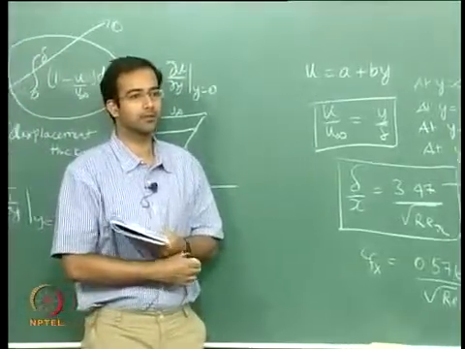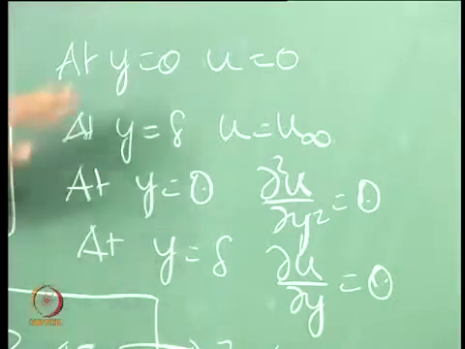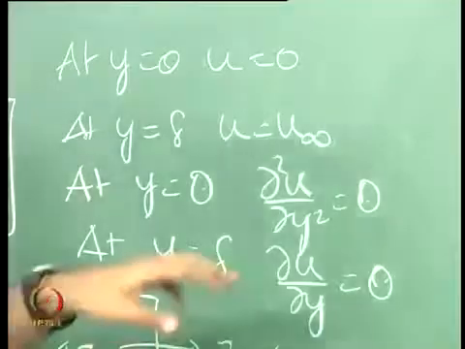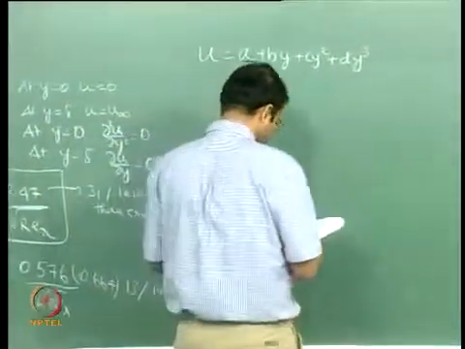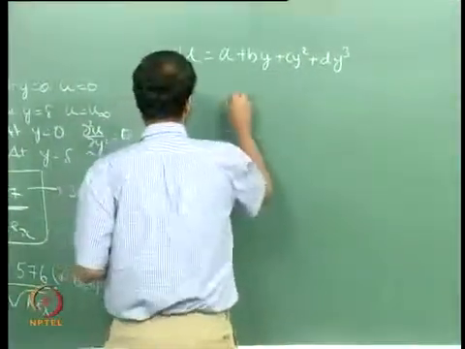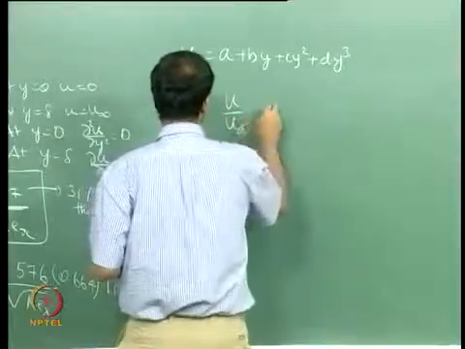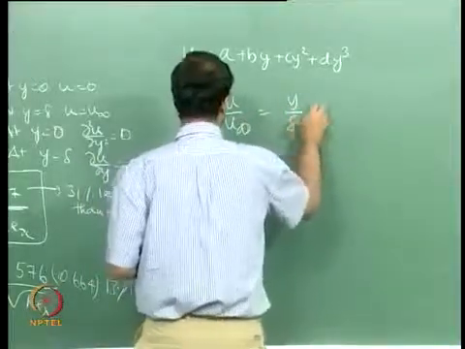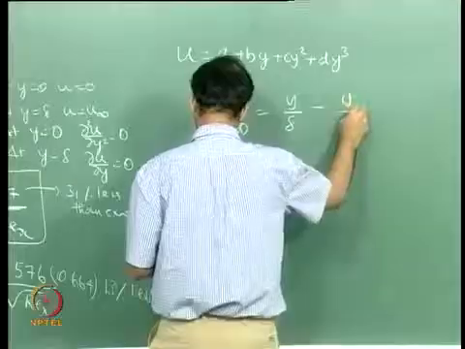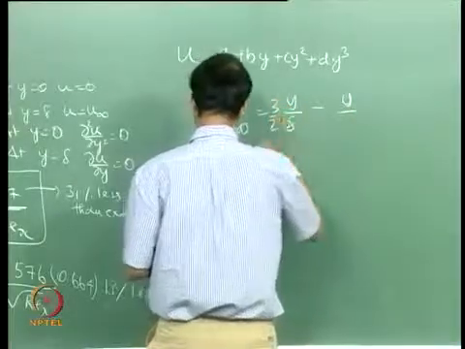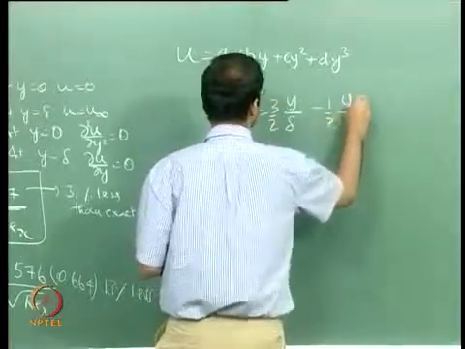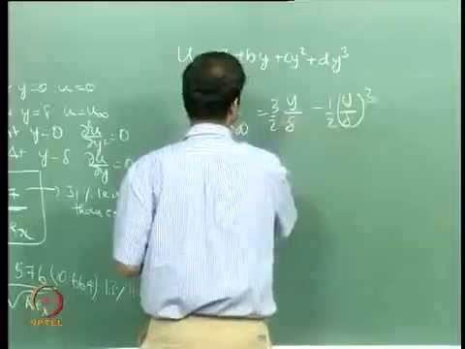These four conditions have to be satisfied in this particular order, and with that you will get a profile which is u by u infinity equal to 3 by 2 y by delta minus 1 by 2 y by delta the whole cube.